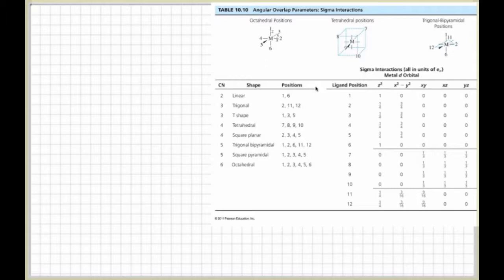And what we're going to do is use this table to help us generate an orbital diagram for an octahedral complex as our first example. So first, just as we did in some of our MO diagrams previously, we'll put in the d orbitals. The s and p orbitals will also be involved in bonding in a metal complex, but they will not be shown in this diagram. It's somewhat simplified.